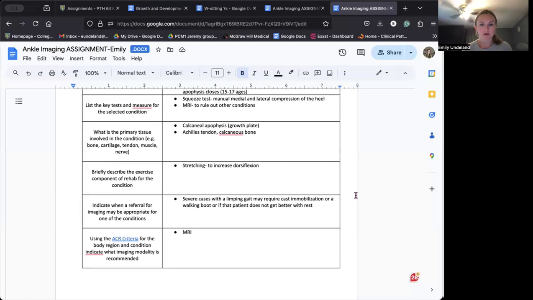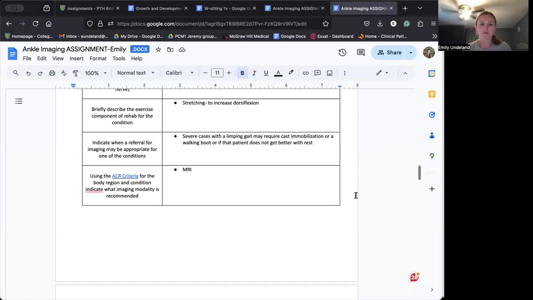In some severe cases, you can see a limping gait because they don't want to put weight on that heel. So if that's the case and rest isn't really helping and they're still having some severe limping, a cast that requires immobilization or a walking boot with crutches is something that can help the patient take some of that weight off of that limb for the time being, because eventually the pain should dissipate as the rest continues.